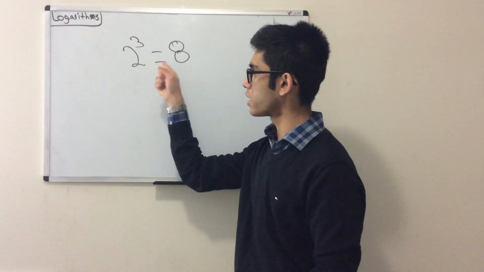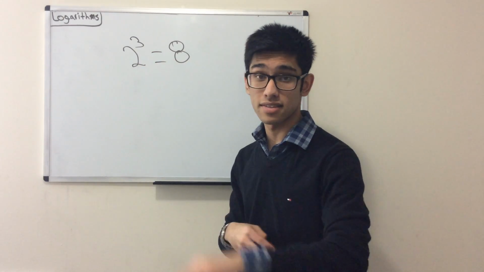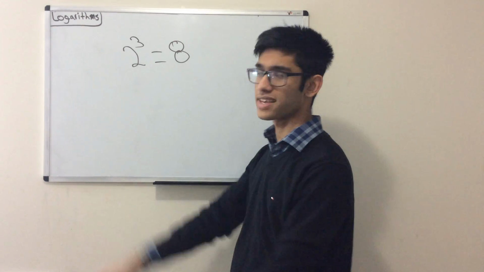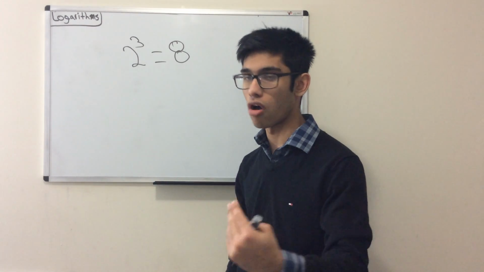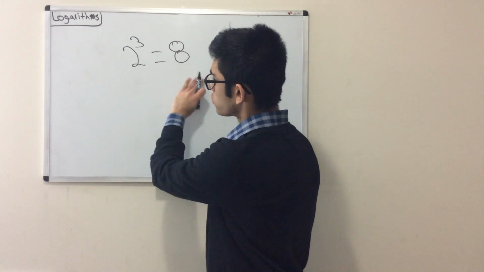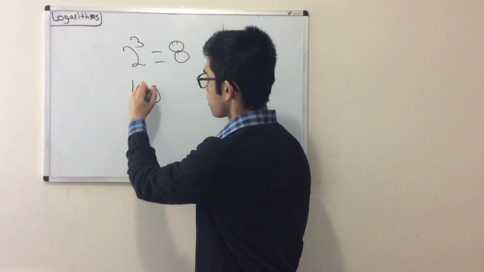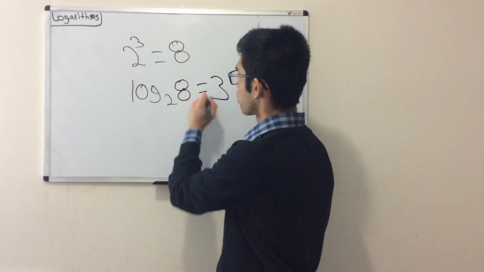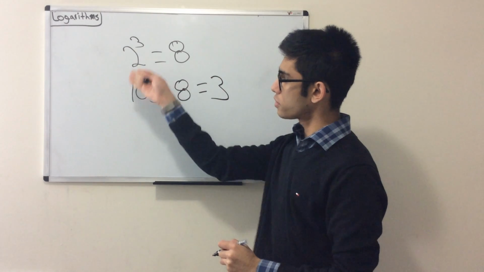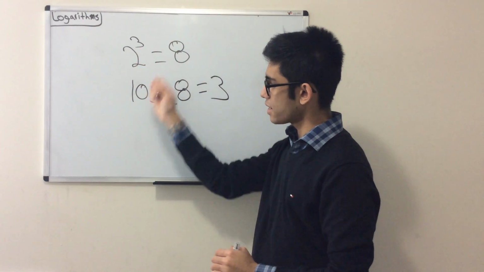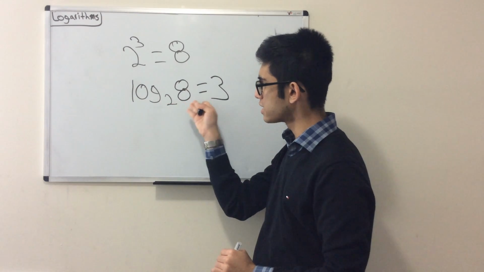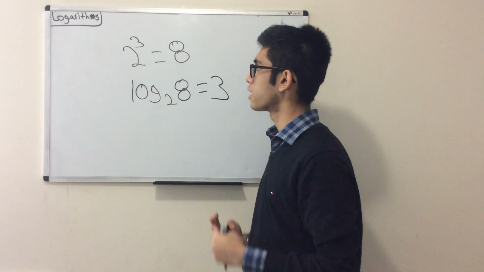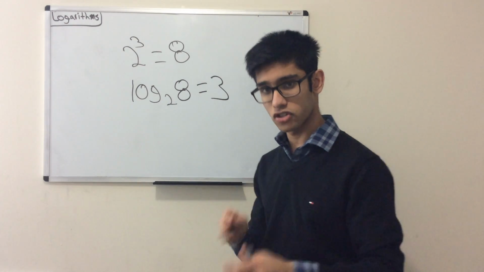So 2 to the power of 3 is 8. We're used to writing sentences like that. What logarithms give us is an ability to write this exact same thing, but in a different way, using log. So how I would write that using log is log base 2, 8 equals 3. So 2 to the power of 3 equals 8 is the same thing as log base 2, 8 is equal to 3. So essentially what log gives us is an ability to write exponents in another way. That's essentially what a log is.